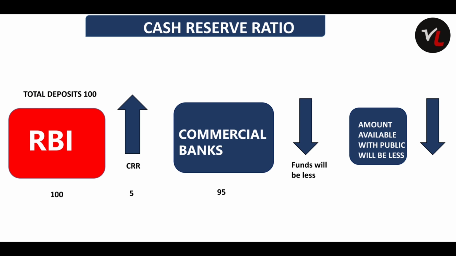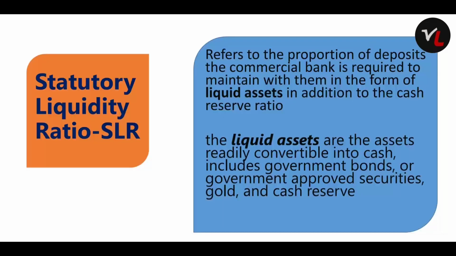Commercial banks will have to keep less money as reserves with RBI and more is available with the commercial banks to lend to the people. So if CRR gets reduced, money with the public increases. So money supply increases. This is how CRR is varied. There is another reserve ratio called the Statutory Liquidity Ratio, SLR.